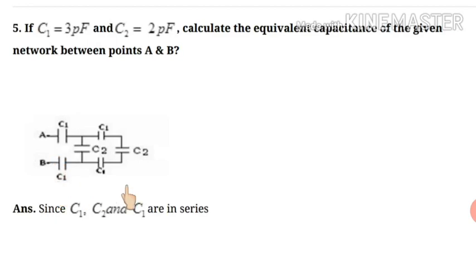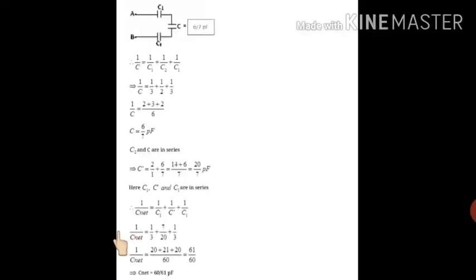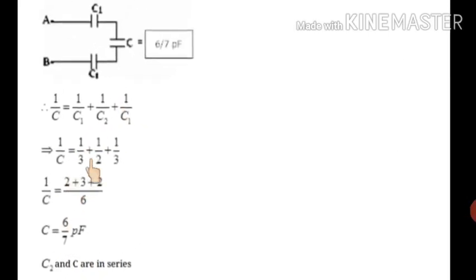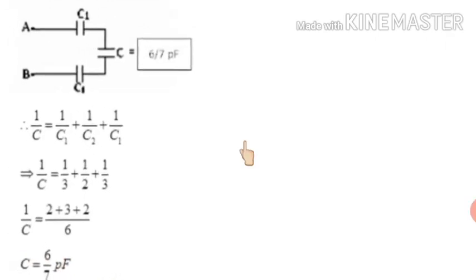So first, please pay attention, C1, C2 and C1 are in series. I think this is clear. So if they are in series, we know the equivalent capacitance 1 upon C dash equals 1 upon C1 plus 1 upon C2 plus 1 upon C1 again. Now what is the value of C1? It is 3 picofarad. C2 is 2 picofarad, and again C1 will be replaced by 3. So after taking out the LCM and solving it, we'll have C equals 6 upon 7 picofarad. Now this C is in parallel combination with C2.